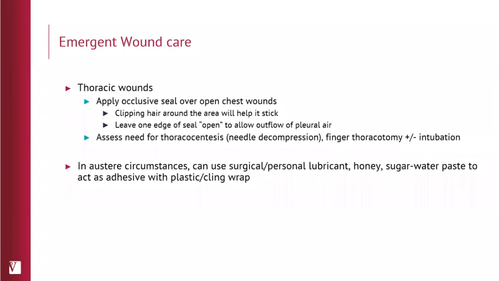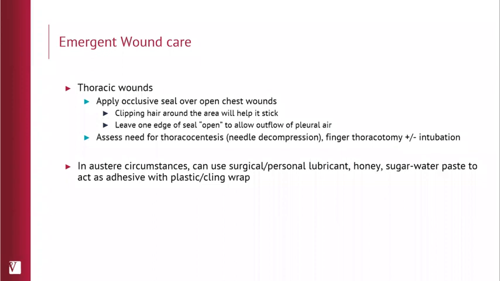Now, if we have a patient with a thoracic wound, similar to abdominal wounds, we are always going to presume that there could be penetration into the thoracic cavity. And for wounds, especially if they seem to be sucking chest wounds, where you can see or hear the fact that there's air movement while the patient is breathing, you can apply an occlusive seal over it.